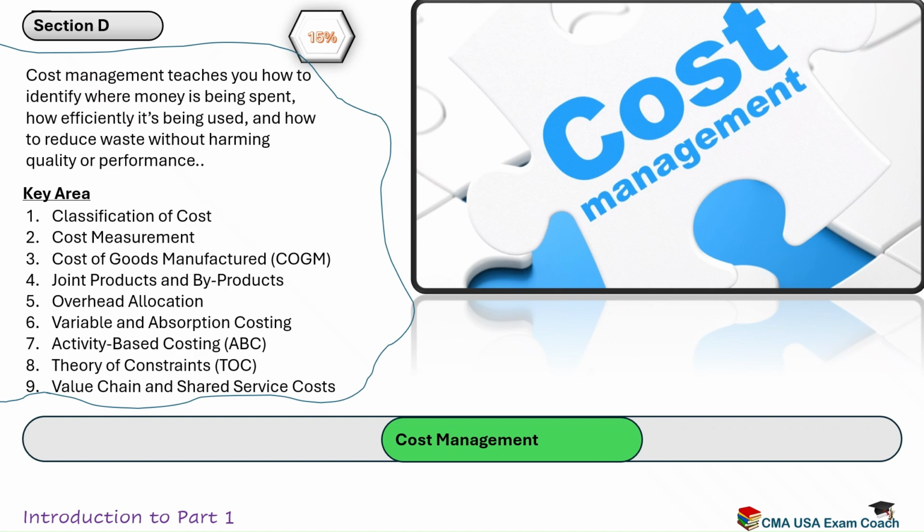Cost of goods manufactured, COGM. This topic shows how we calculate the total cost of producing products during a specific period. We combine direct materials used, direct labor, and manufacturing overhead to find the COGM. It helps us know how efficiently the production process converts inputs into finished goods.